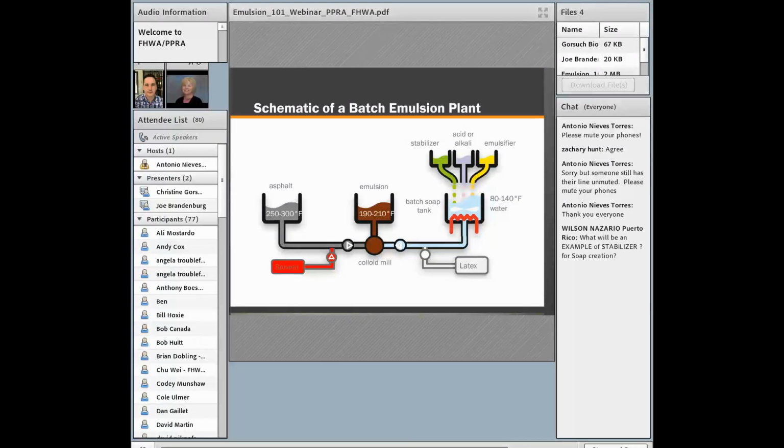Now, if you notice on the bottom, we have a red solvent injection line and a latex injection line. And the reason why I talk about those is because, as Christine mentioned earlier, solvent can be used in many different ways. It can be used to help with adhesion of the stone, especially if your stone's dirty on a chip seal. It can also be used to really soften the binder based on the specification that the manufacturer is trying to meet.